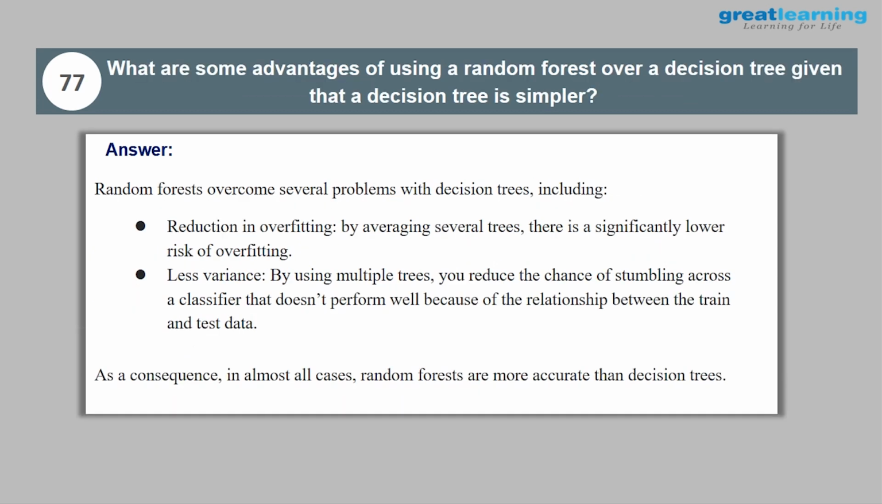Now let's have a look at what some advantages are of using a random forest over a decision tree, given that a decision tree is simpler. Random forest overcomes several problems with decision trees, including reduction in overfitting. By averaging several trees, there is a significantly lower risk of overfitting. Less variance: by using multiple trees, you reduce the chances of stumbling across a classifier that doesn't perform well because of the relationship between the train and test data. As a consequence, in almost all cases, random forests are more accurate than decision trees.